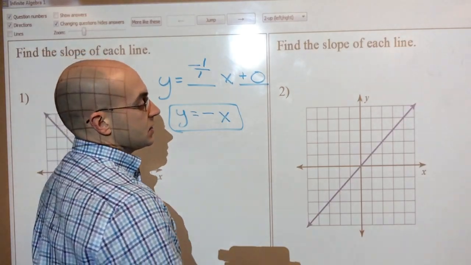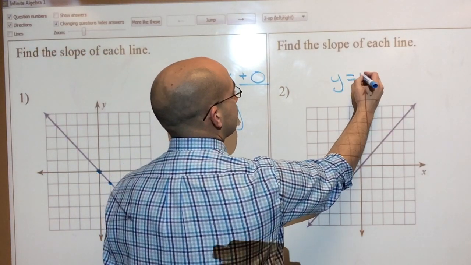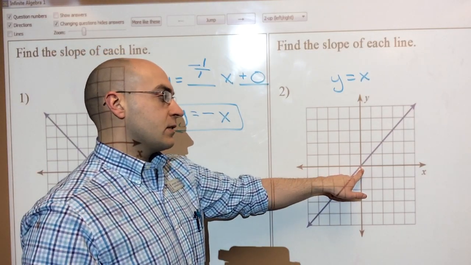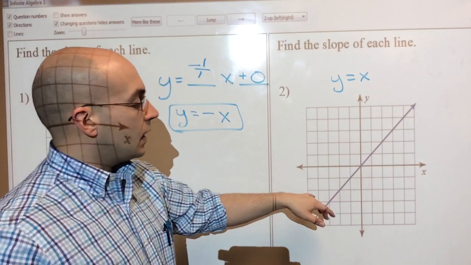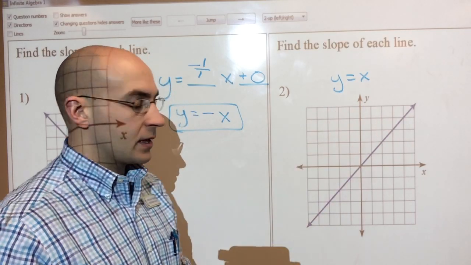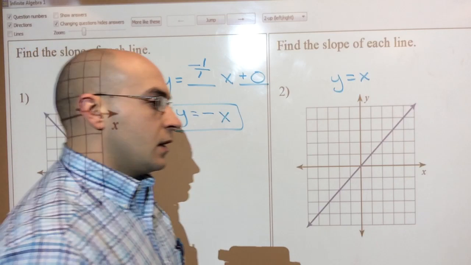If you've got y equals x, you're totally right, or y equals 1x. The y-intercept is 0 again, just like that one, and it's an uphill line. Uphill slope means positive slope, so it's going to be positive in front. Good. Let's try two more.